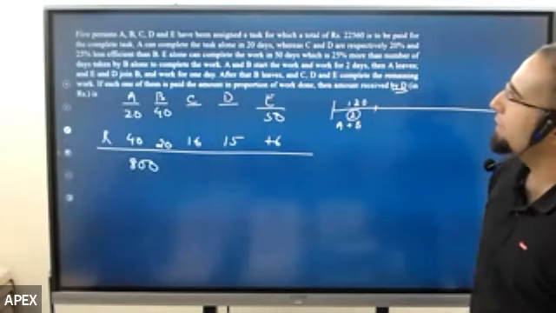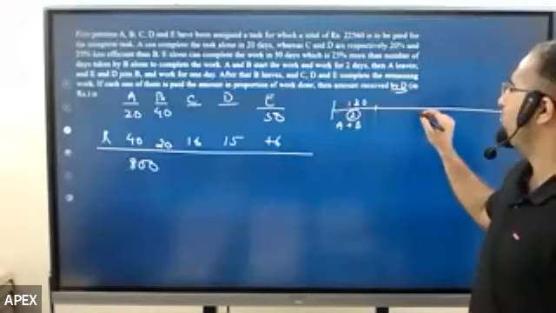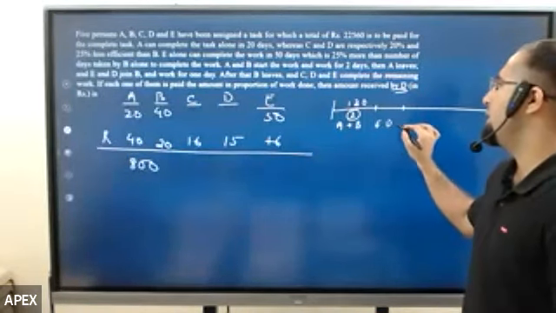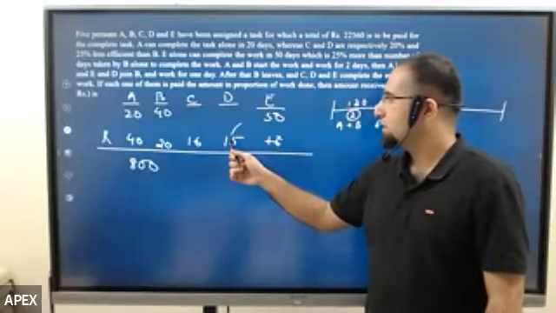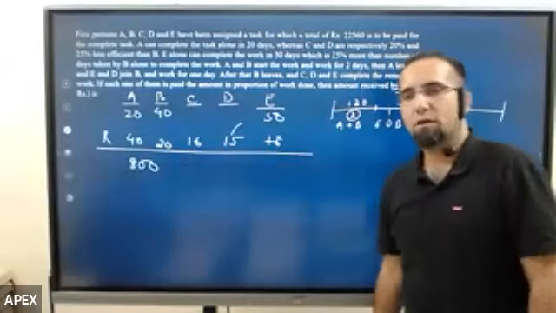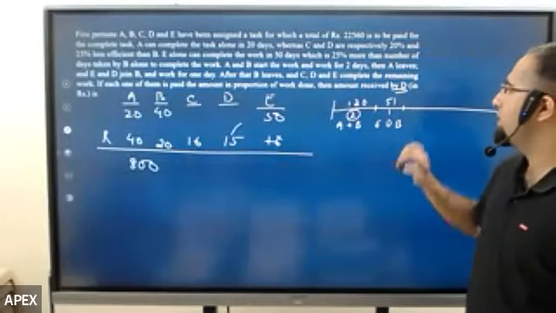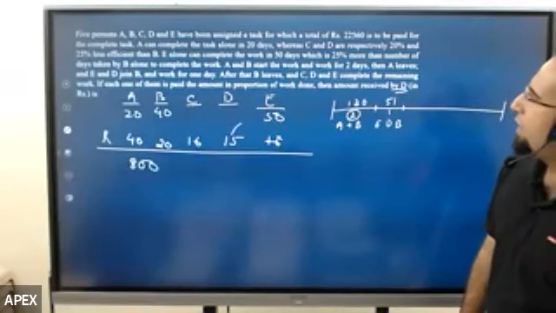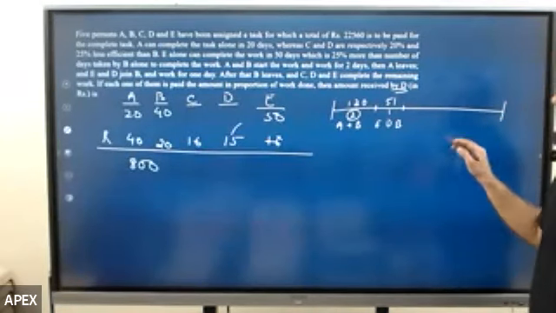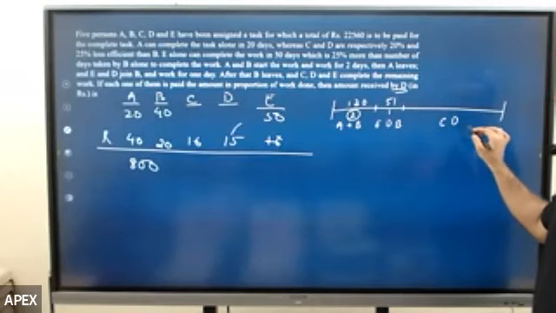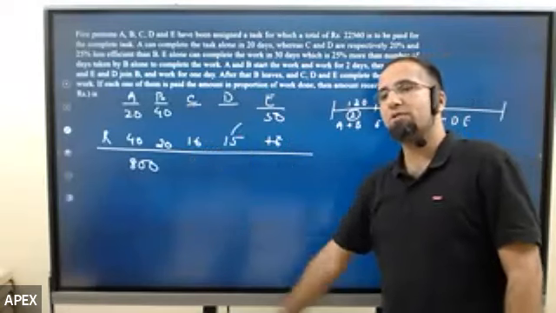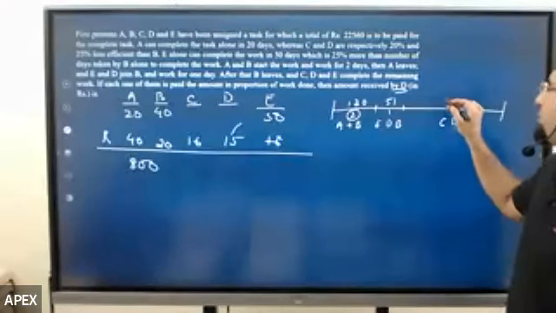Now what happened? A leaves, E and D join B for 1 day. So 1 day, E, D and B. E plus D is 31, 31 plus 20 is 51. So they completed 51 units together. Clear? Next, after that B leaves and now C, D and E complete the remaining work. That is 16 plus 16, 32. 32 plus 15, 47 per day.